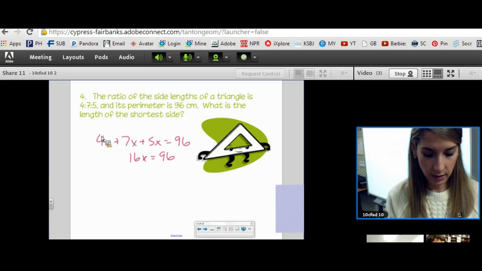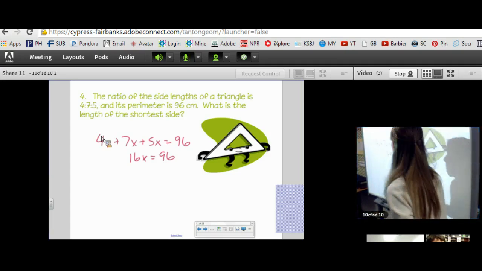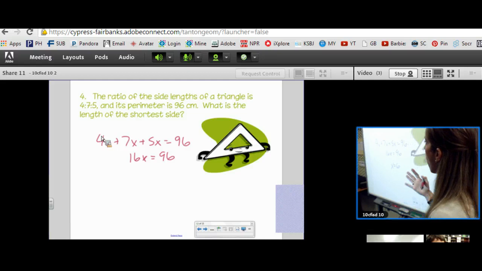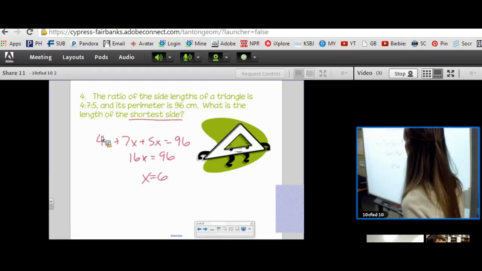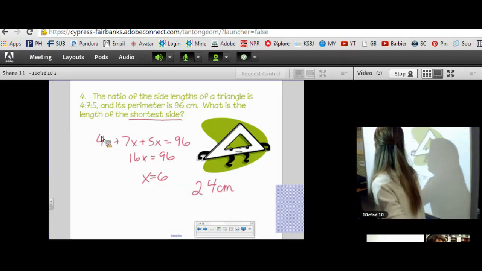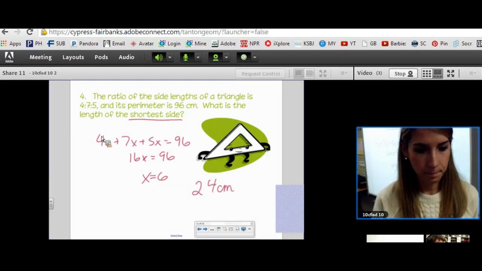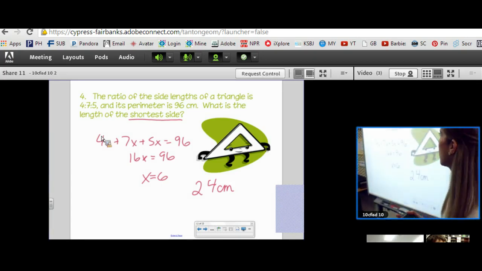So 96 divided by 16 will get us 6. We know that x is 6. And then we want to plug it in, and all we care about is the shortest side. So 6 times 4. We okay with that? That's okay. 24 is the answer. That is the shortest side.